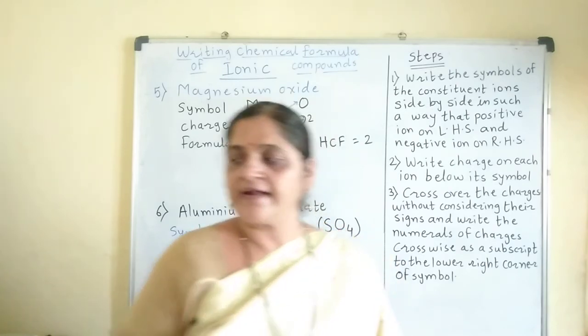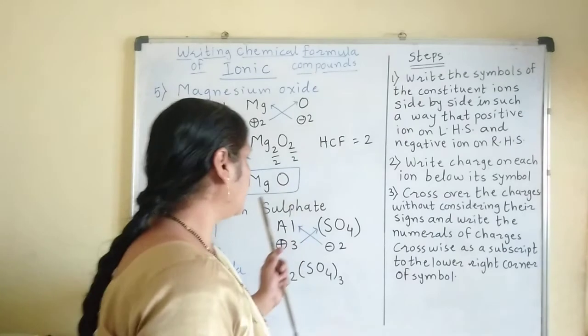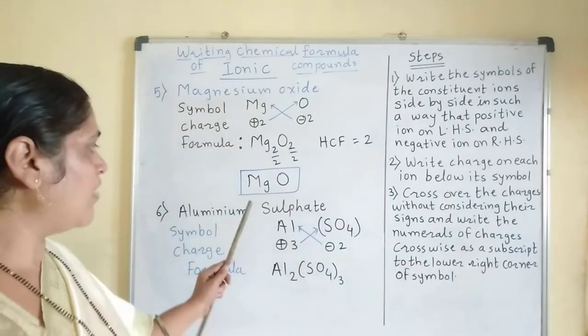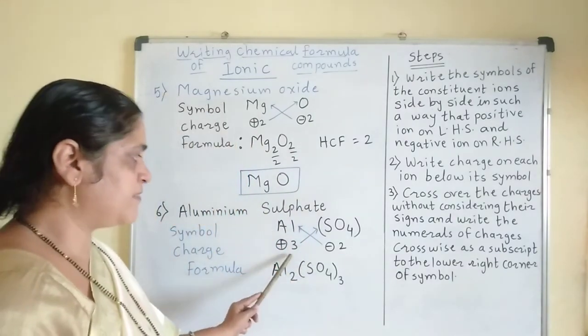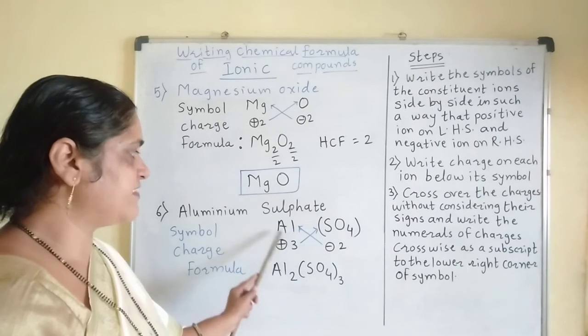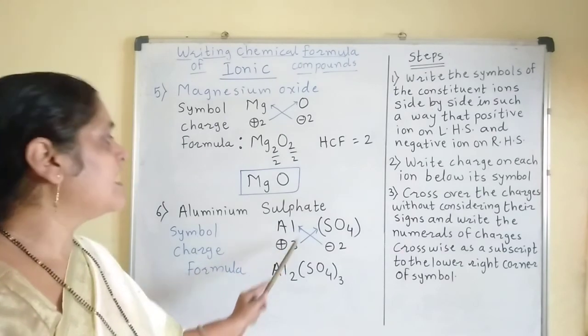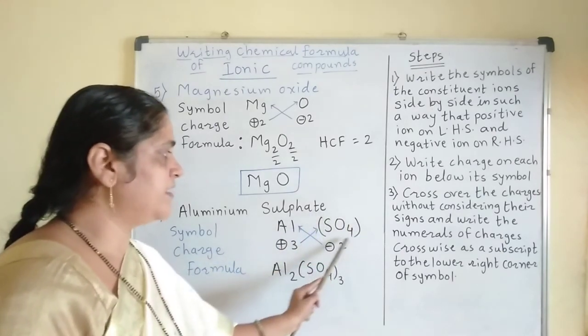So one of those examples I have taken over here is aluminium sulfate. Now aluminium carries plus 3 charge. So the aluminium symbol is Al, carrying plus 3 charges. And the sulfate anion, this complete anion.